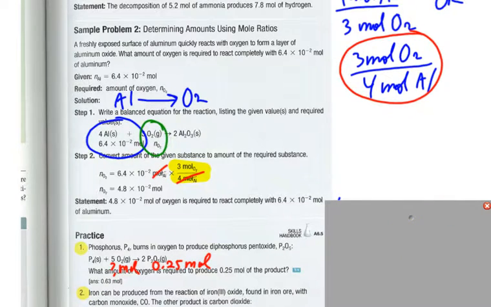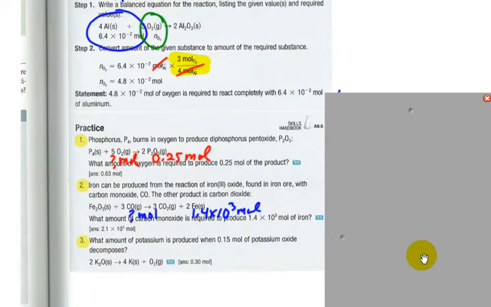Okay. What I did do here is look at the practice questions. Phosphorus, P4 burns in oxygen to produce diphosphorus pentoxide. What amount of oxygen is required to produce 0.25 moles of product? So the tricky thing here is just interpreting the question. What is the question mark? What are they asking you to find out, and what is given in the question?